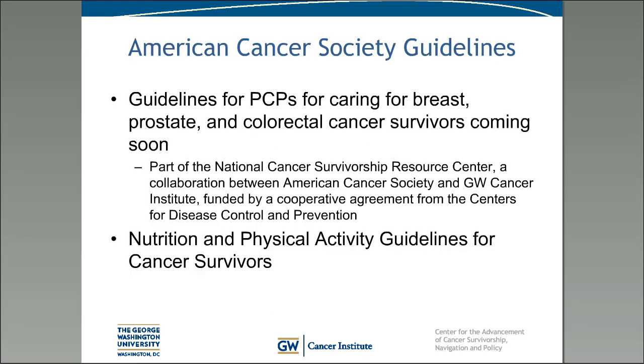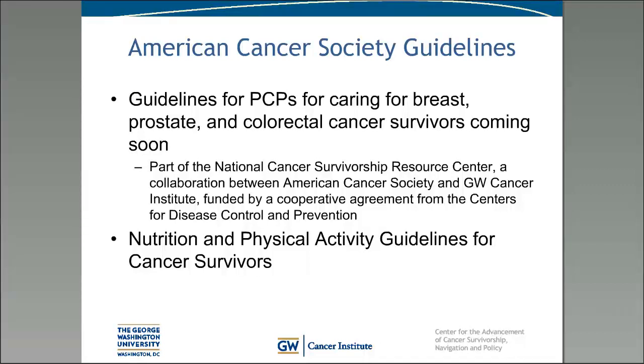Another set of guidelines that will be coming out will be coming from the American Cancer Society. And these are guidelines for primary care providers caring for breast, prostate, and colorectal cancer survivors. And these guidelines are part of the National Cancer Survivorship Resource Center, which is a collaboration between us at the GW Cancer Institute and the American Cancer Society, which is funded by a cooperative agreement from the Centers for Disease Control and Prevention. And ACS also has nutrition and physical activity guidelines for cancer survivors.